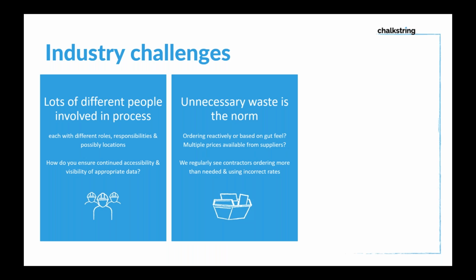The second thing is that we see unnecessary waste is commonplace. A lot of customers tell us that they order reactively based on phone calls or WhatsApps coming in from site. There's no way of checking what they need, so they have to just trust what they're told, or they base orders on gut feel. Particularly when you've got complex contracts with different phases, you're sending out orders instinctively rather than basing them on fact. So by definition, there's going to be an element of potential over ordering there.